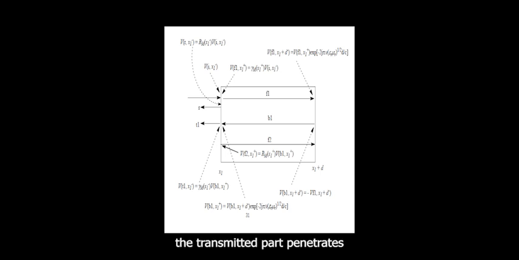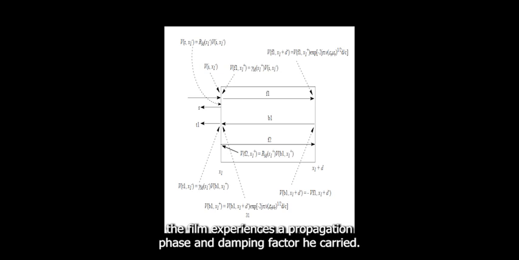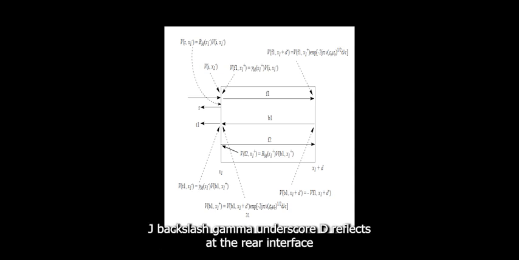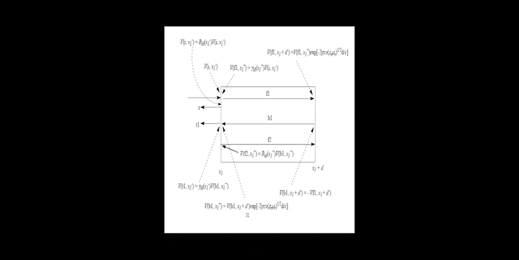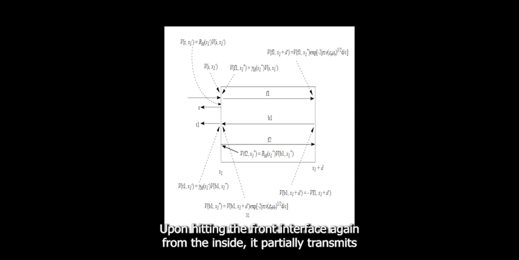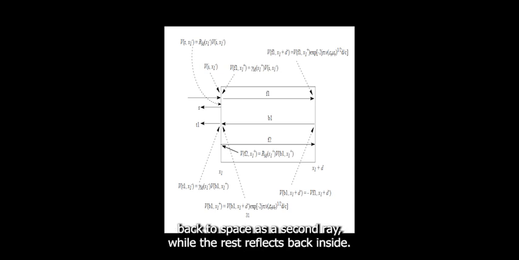The transmitted part penetrates the film, experiences a propagation phase and damping factor e^(-jγd), reflects at the rear interface, characterized by rear reflection coefficient R_rear, and travels back. Upon hitting the front interface again from the inside, it partially transmits back to space as a second ray, while the rest reflects back inside.